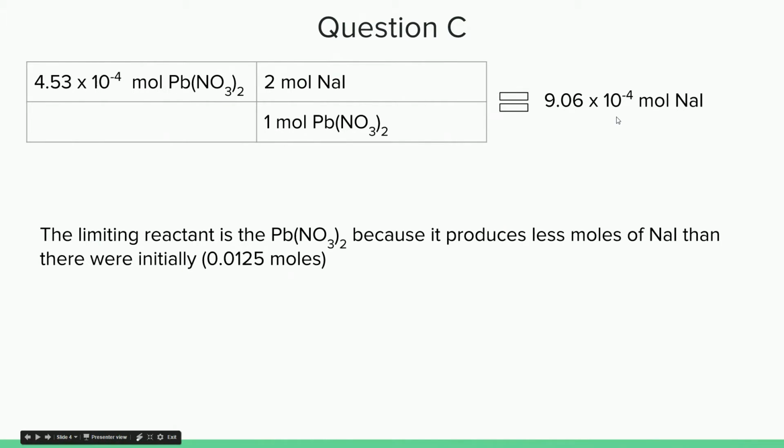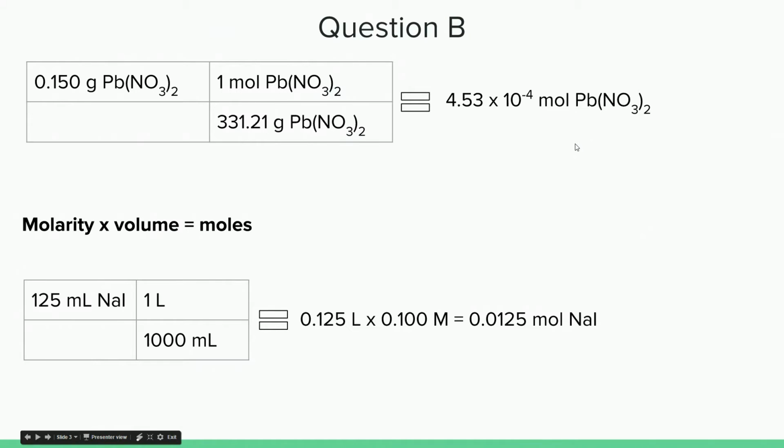Because we originally started with 0.0125 moles of NaI, we know that the lead-2 nitrate is the limiting reactant because it produced a significantly less amount of moles. And as you can see, 9.06 times 10 to the negative 4th is clearly smaller than 0.0125 moles.